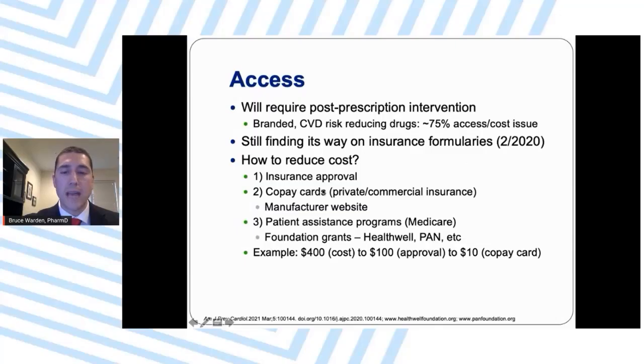Then depending on what type of insurance they have, that frees you up to see what cost-saving measures there are. So for private or commercially insured patients, all those patients are available to get manufacturer-assisted copay cards. So in this example, that would drop the copay down to $10 per month. But for our Medicare population, which is a little more challenging, they are by law ineligible for copay cards. And so we have to use these foundation grants. And there's two out there, Healthwell Grant and the PAN Foundation. I've listed their websites down there. These have been instrumental in allowing our Medicare patients, who generally pay much higher copays, some financial assistance. So please check those out if you don't know about them.